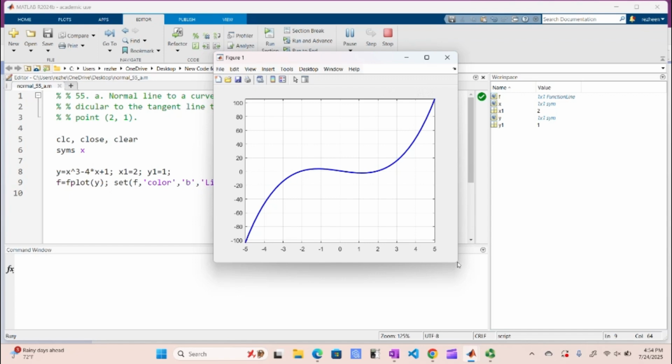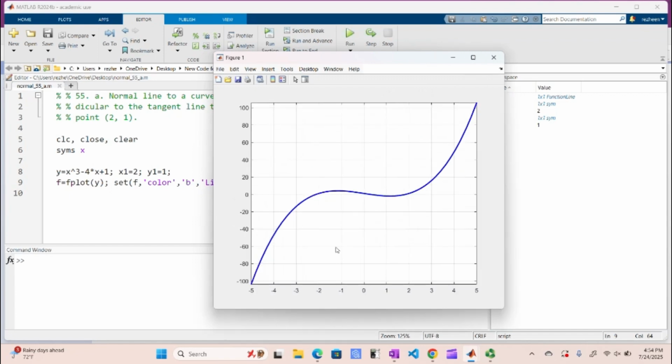We can make this a little bigger. Later on we're going to put the x and y coordinate axes in there, so it'll look nicer for us. But if you look, it's a cubic function, and we're interested in the point (2, 1). That's what we're going to look at.